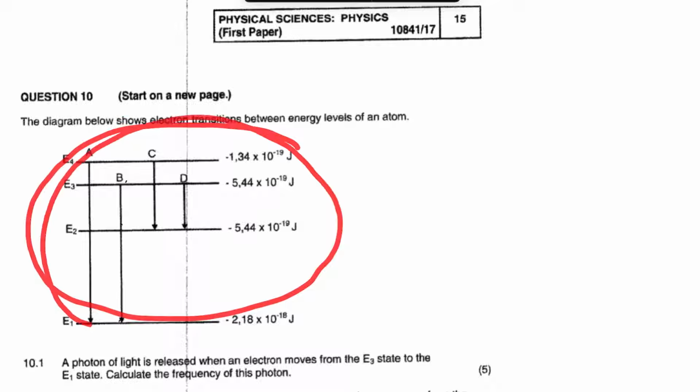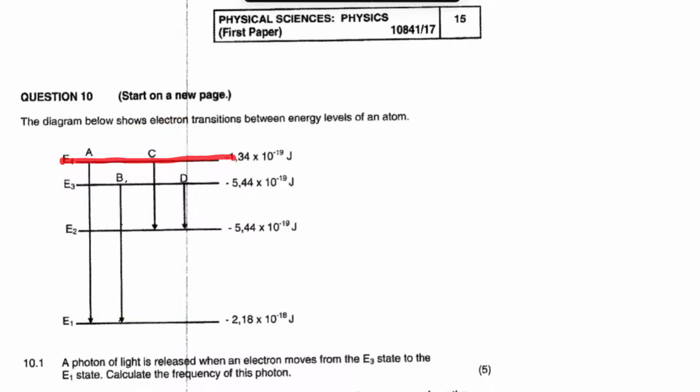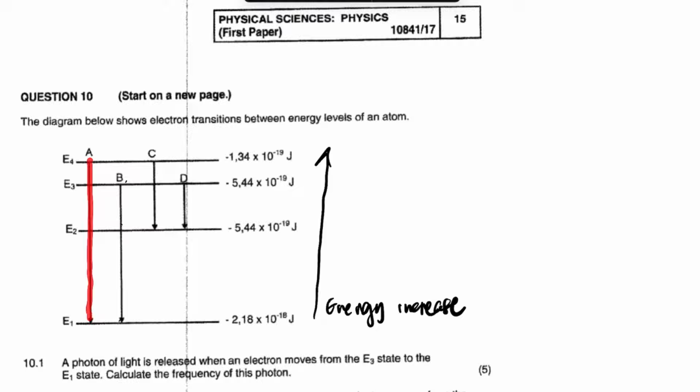If you look at the energy diagram here, it goes from the higher energy level to the lower energy level. The energy level increases as you go up, and it is an energy decrease as you go down. Now if you look at the electrons, electron A is moving from energy level 4 to energy level 1, B from energy level 3 to energy level 1, C from energy level 4 to 2, and so forth. And each level has its own energy, right?